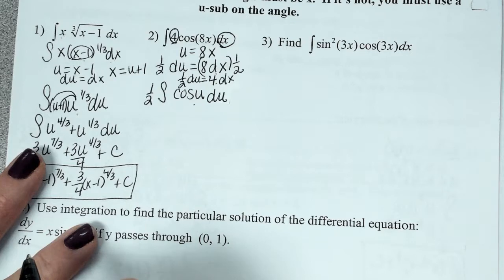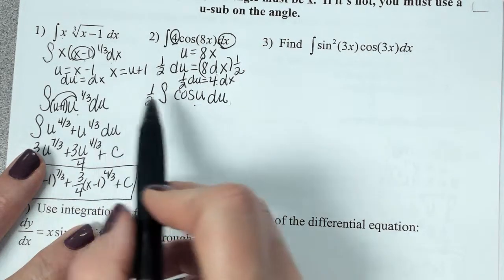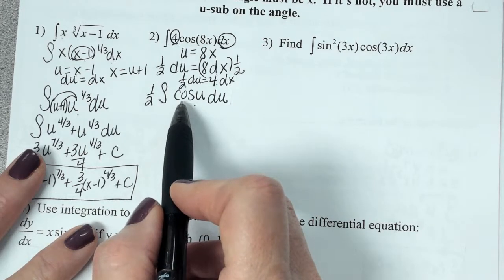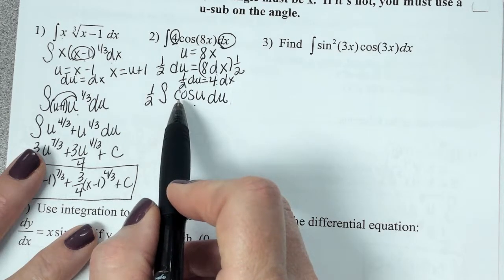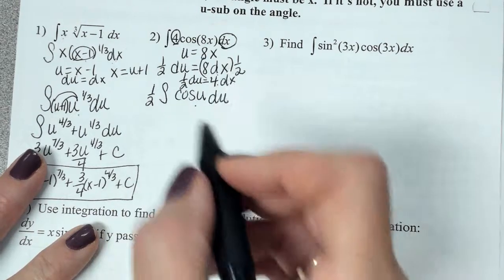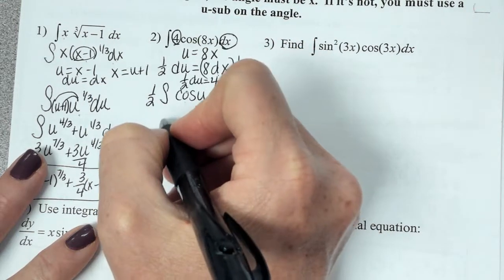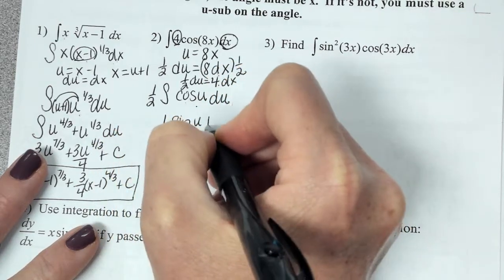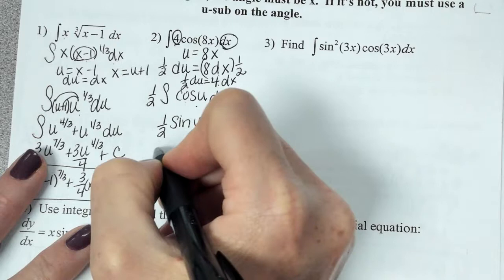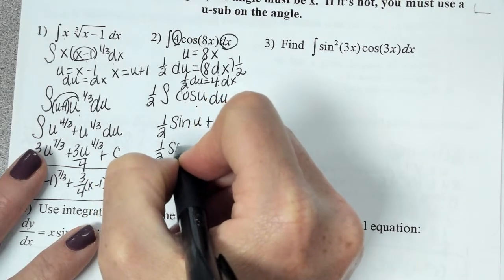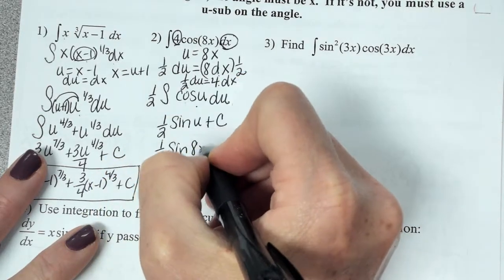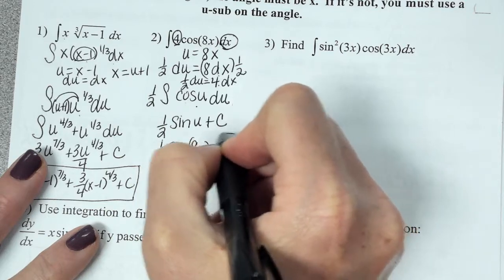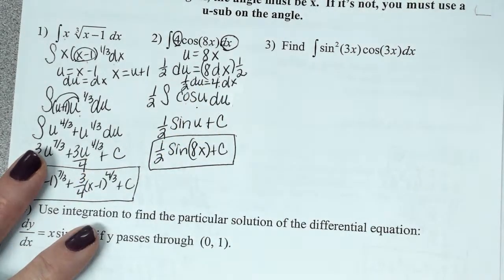All right? And now it's just a matter of integrating. Sean, do you know the integral of cosine? Sine. So the integral of cosine is sine, so I'm going to have 1/2 sine u plus c. I look back to see what u is. U is 8x. And there's our final answer.